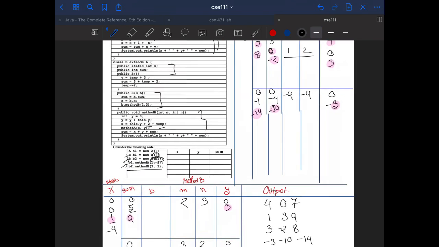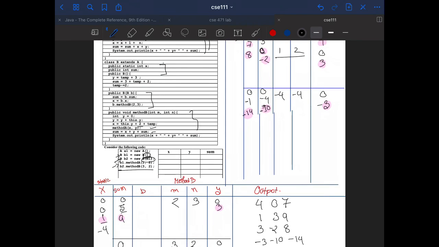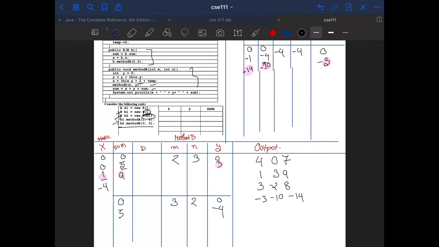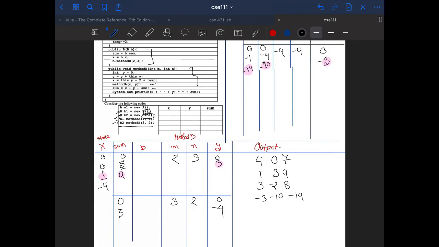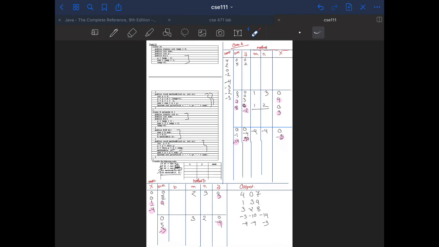Now we come back here, and sum equals x plus y plus sum. So sum equals 5 plus x, that's 1, and y, which is minus 4, so sum would be minus 3. So these are our outputs: y, x, and sum. So we have minus 4 again, and minus 3. So this whole thing is the output of this whole code.